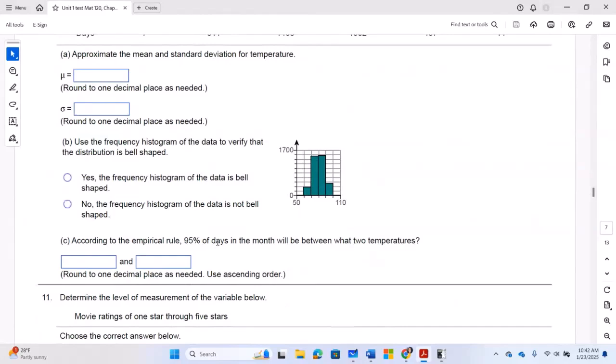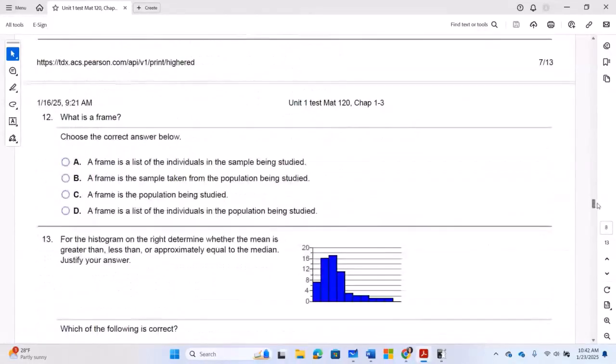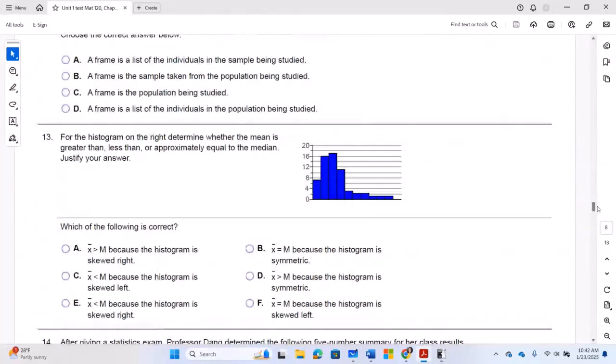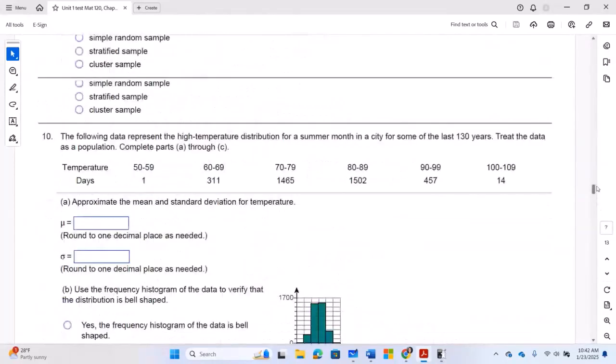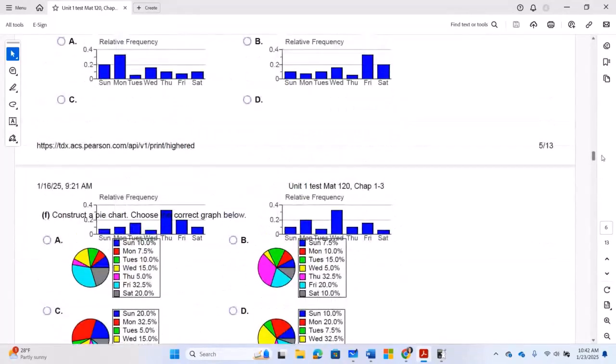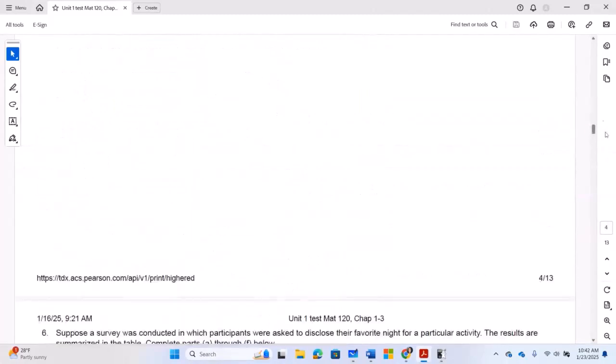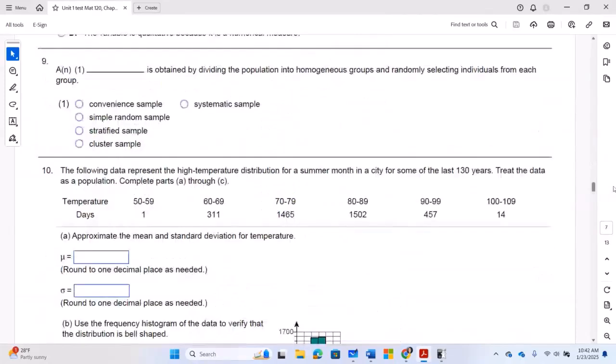And according to the empirical rule, we will talk about the empirical rule next class. According to the 68-95-99.7 rule, next class we shall be talking about the empirical rule. But for now, we're going to answer the question on that data.